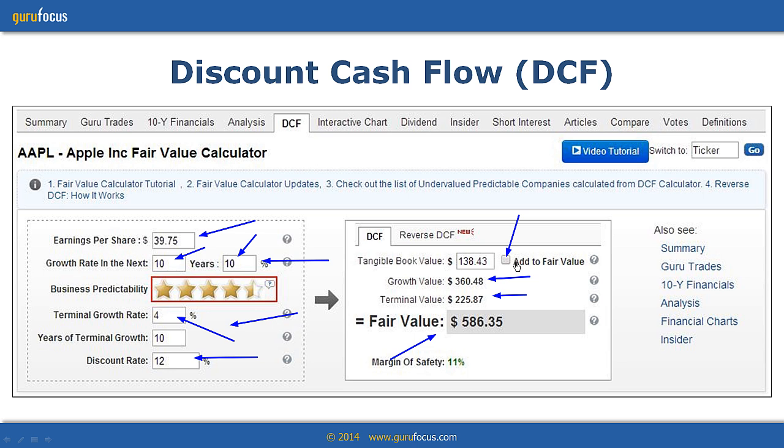Earnings and cash flow are not the same thing. No, Norman, they are not the same. We use earnings per share. You can substitute free cash flow. Again, every one of these figures in these boxes you can manipulate yourself.